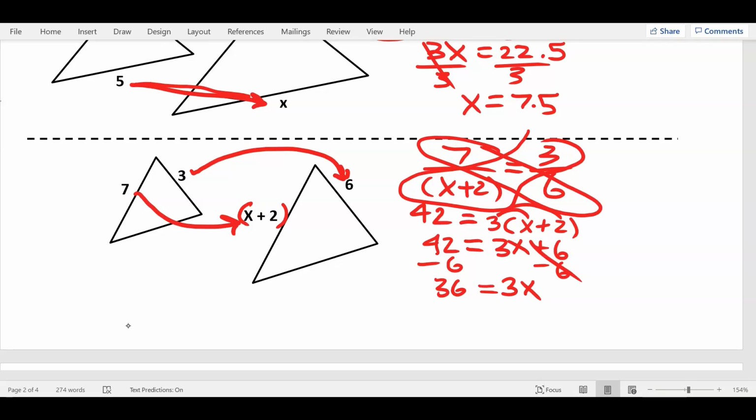Okay? So 36 over 3 gives you 12. Sometimes you have these slightly more complicated problems, and you got to do it this way, okay? If you've got that down, you can flip it to the next page.